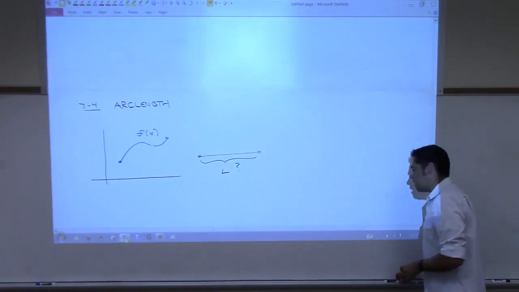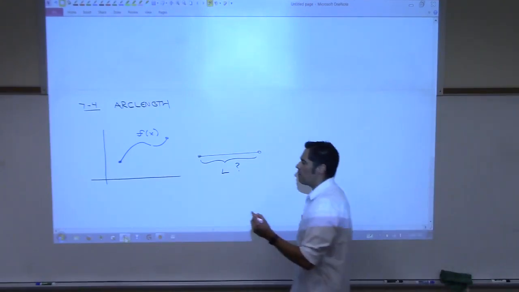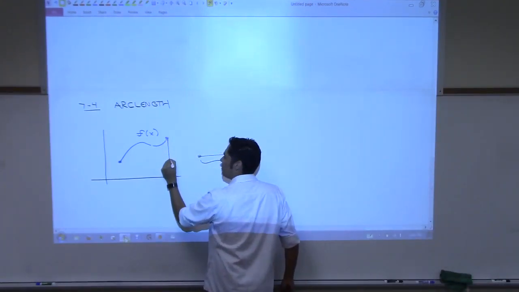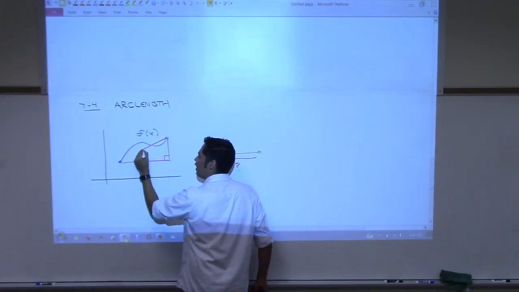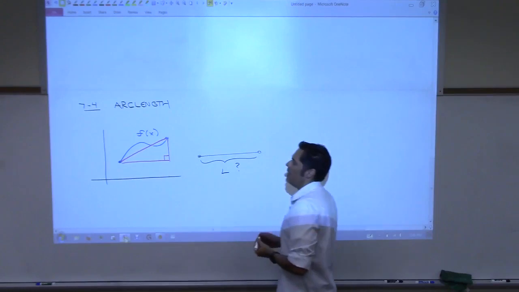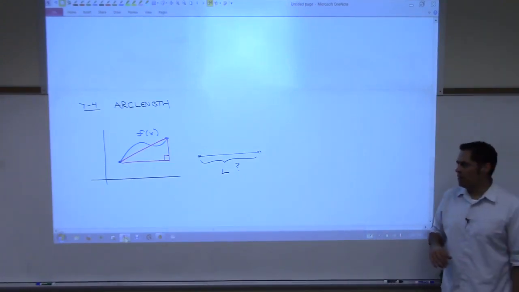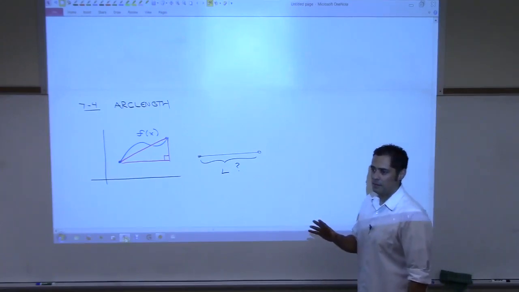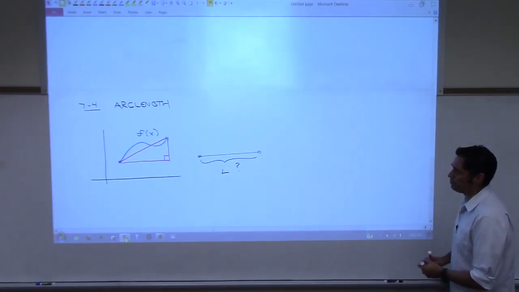Well, one thing we could do is approximate it. We could imagine creating a right triangle here, connecting these 2 points with a hypotenuse. And that hypotenuse would be an approximation. We would be way off though, right? Yeah? So how could I get a better approximation?